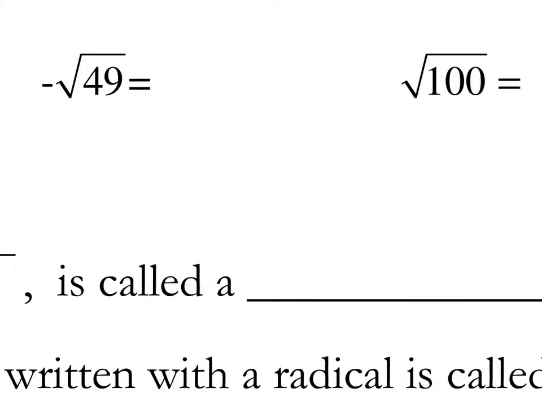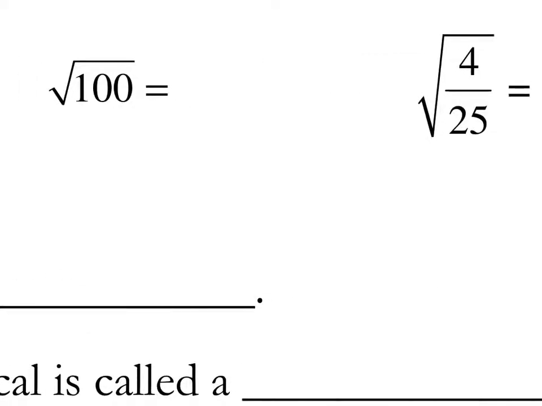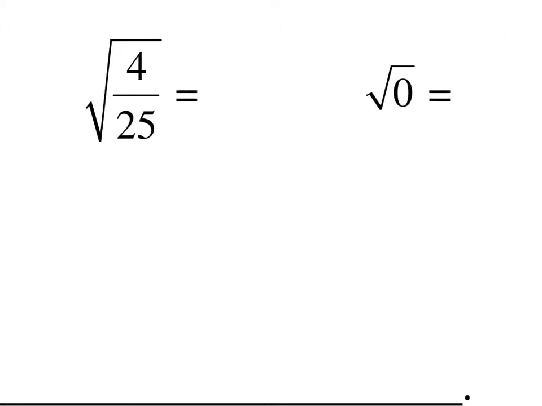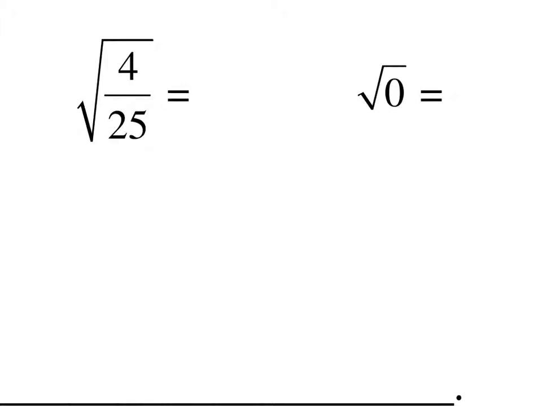Negative square root of 49, negative 7. Square root of 100, 10. The square root of 4/25ths. What number multiplied times itself equals 4/25ths? How about 2/5? 2/5 times 2/5 is 4/25ths. That works. And the square root of 0 is 0.